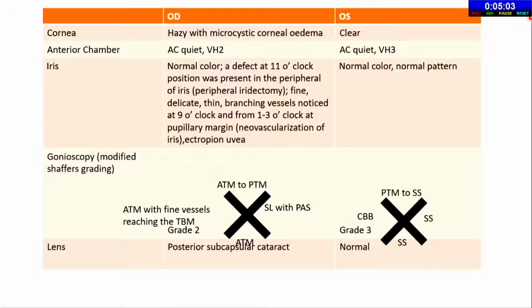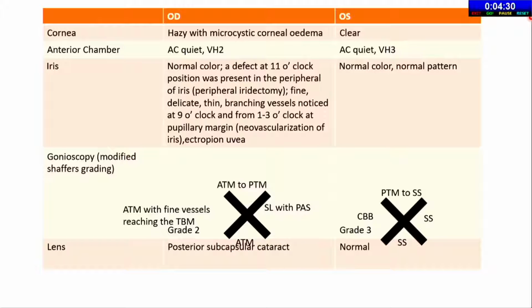Why? The NVI doesn't occur in isolation. In fact, it's a membrane, a sheet covering the entire iris going towards the angle. Initially, as Dr. Vinay Gupta showed, NVA, neovascularization of the angle, starts from the pupillary border and progresses towards the angle. In the initial stages, the angle can be open, but most of our patients come late.